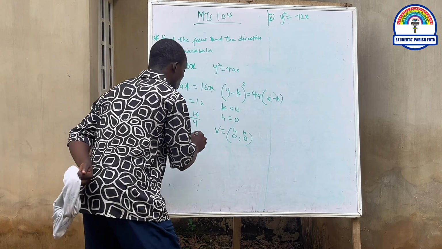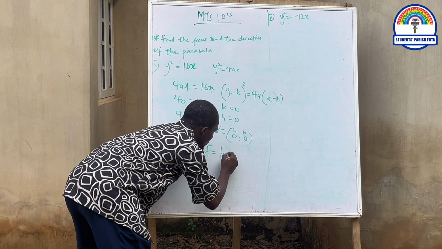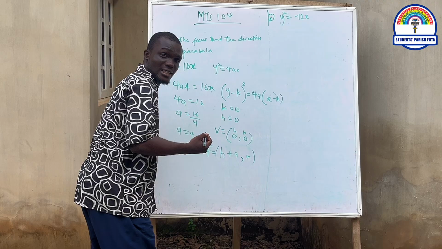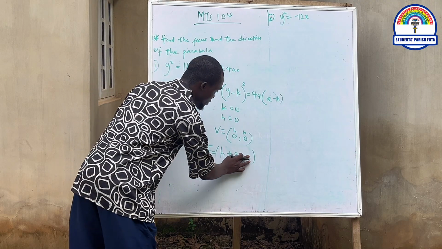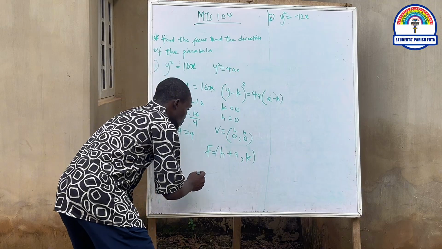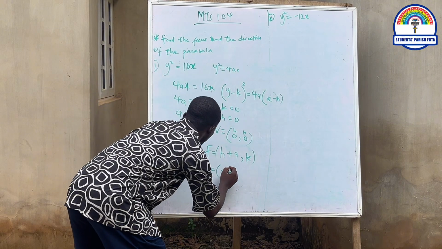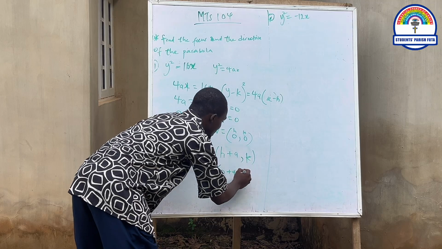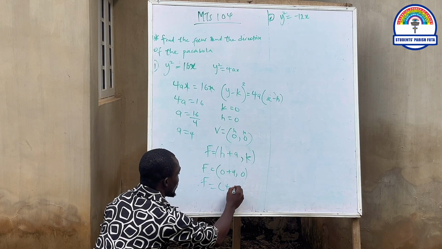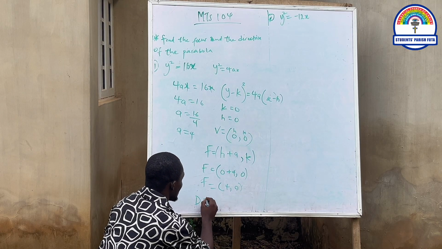So now to find our focus, F is equal to h plus a, k. Let me write my k very well. So what is our h? Don't forget our h is 0 plus 4. What is our k? 0. So our focus is 4, 0.